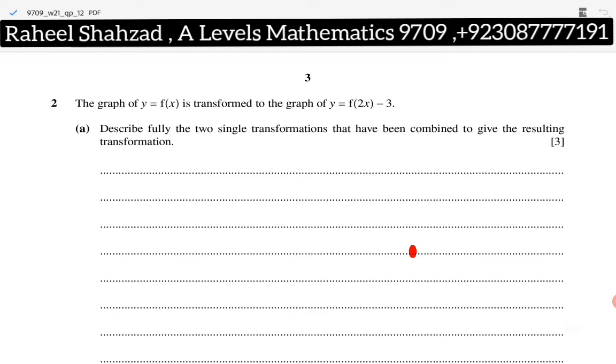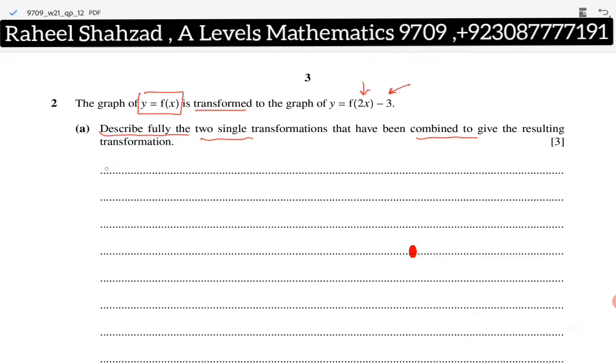In question number 2, this is a transformation question. It says the graph of y equals f of x is transformed to the graph of y equals f of 2x minus 3. Now you know these are two transformations we could see. Describe fully the two single transformations that have been combined to give the resultant transformation. So you could see horizontal stretch, okay, and followed by a vertical translation.